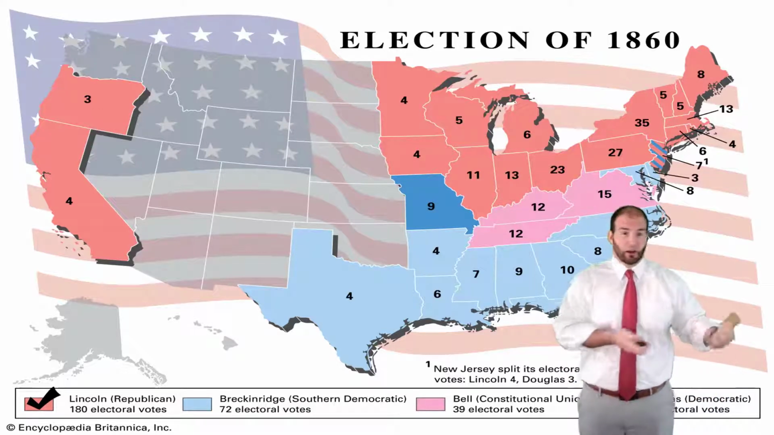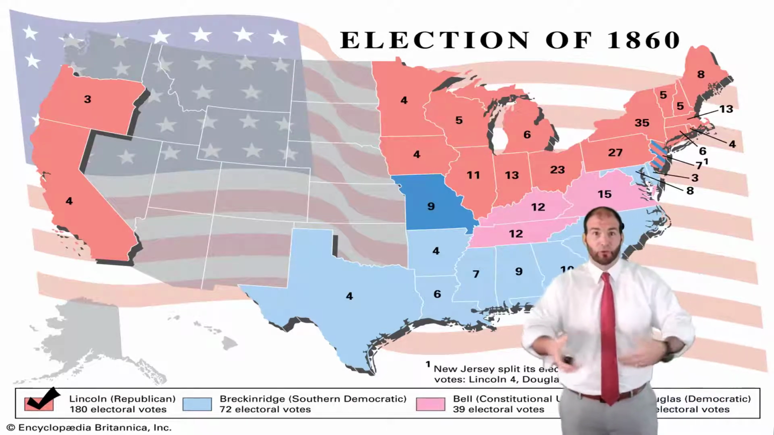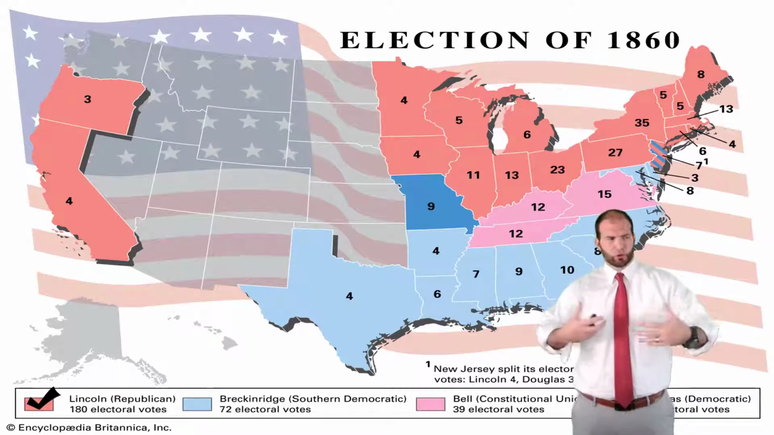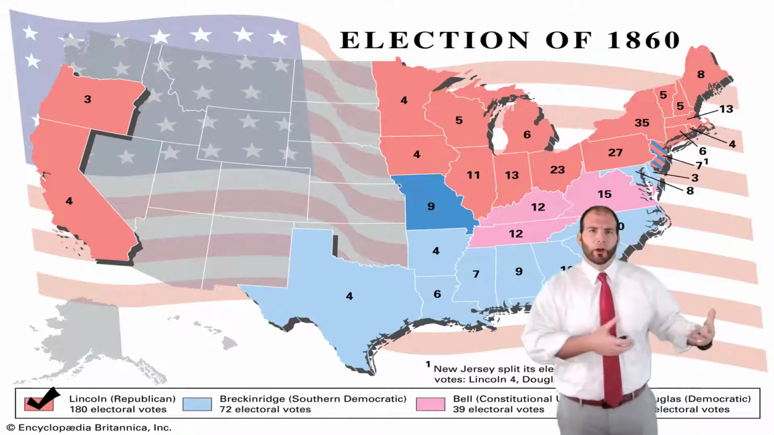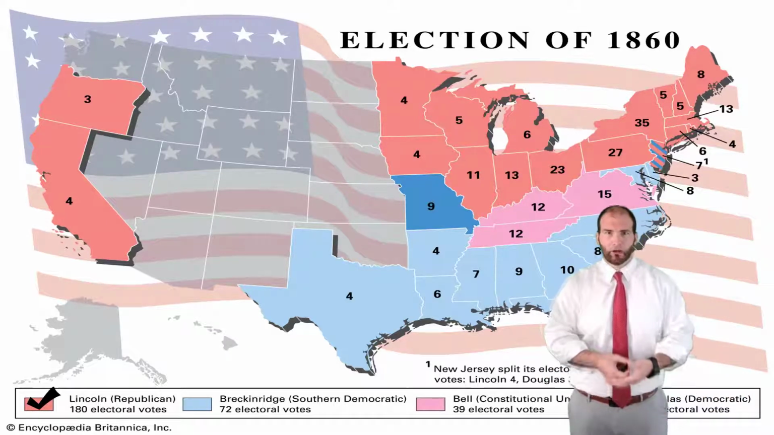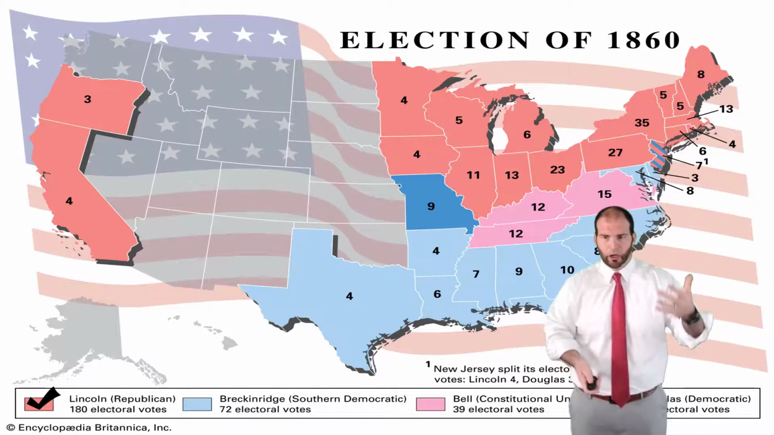So once he officially wins this election, because he got more votes than any of the Democrats, he is now in charge of the federal government, and he is also in charge of the South, which is part of the federal government, part of the United States of America.